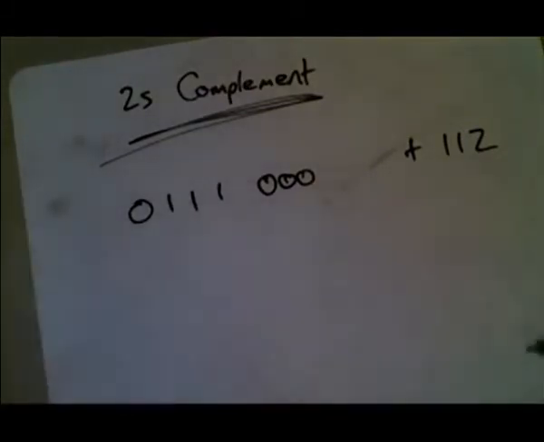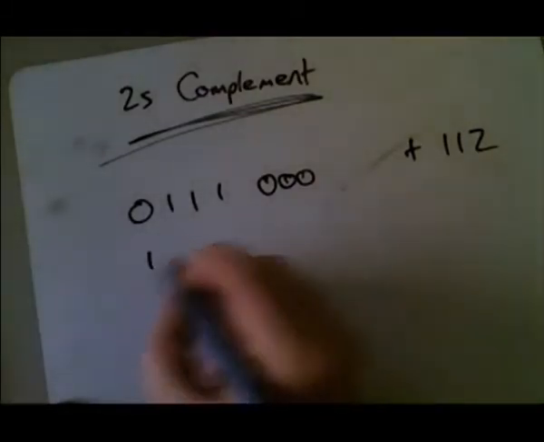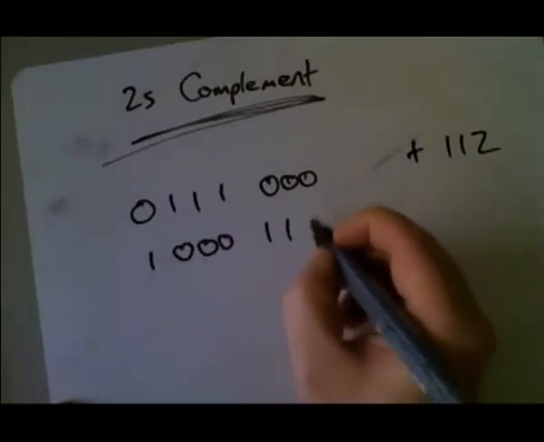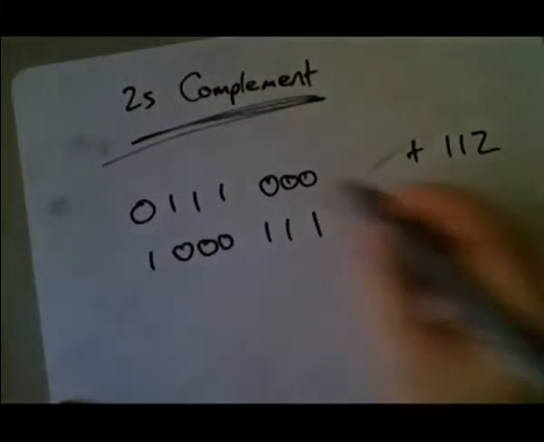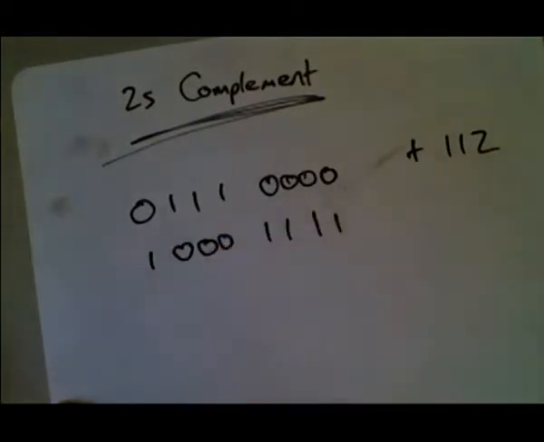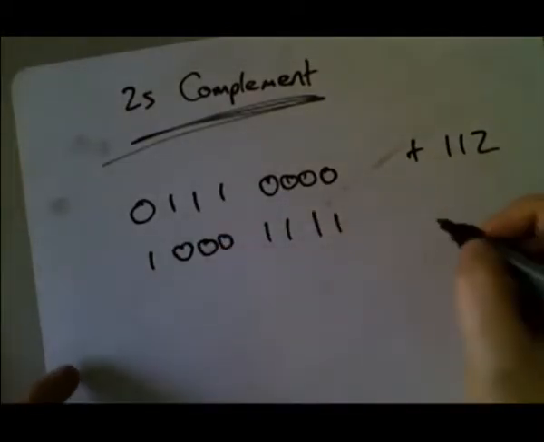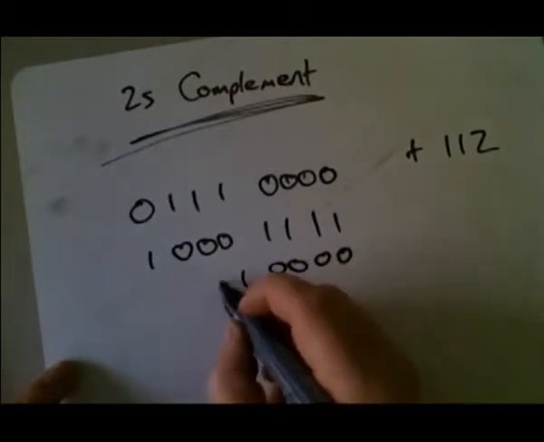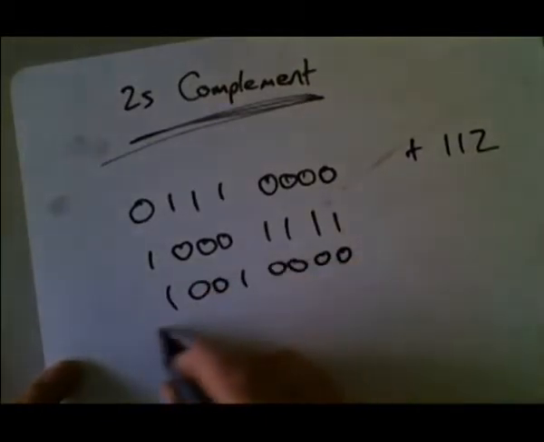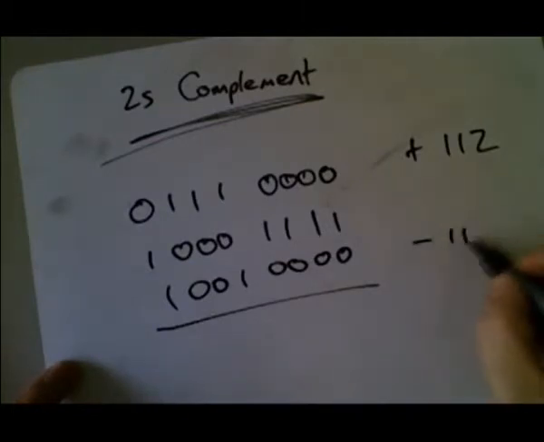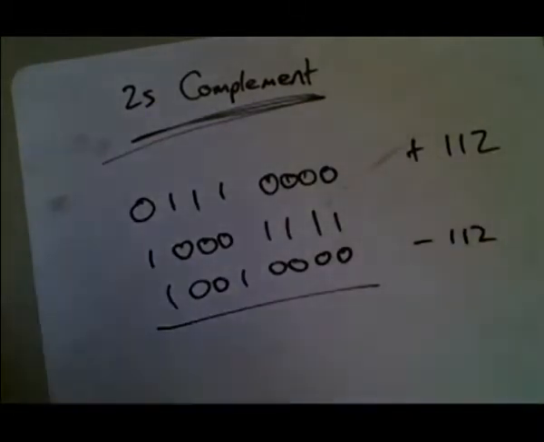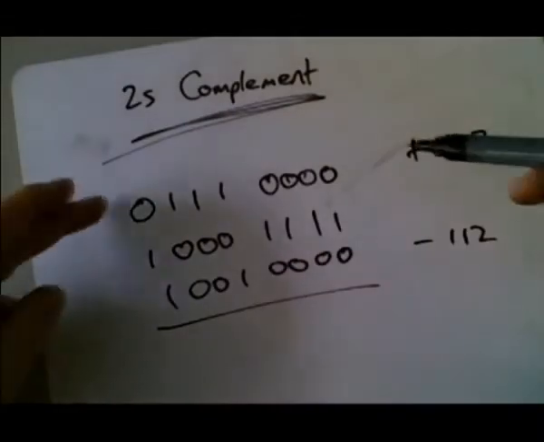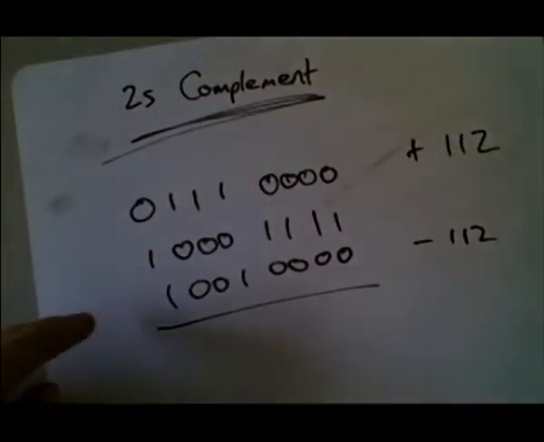If I want minus 112, what I've got to do is flip all the bits. Ooh, there we go, that's the right number of digits, that's better. Flip all the bits and then add 1. So add 1, that would go 0, 0, 0, 0, 1. Okay, and that there would be minus 112. So even with big numbers, it's just the same. You flip and add 1 to turn it into a negative number.